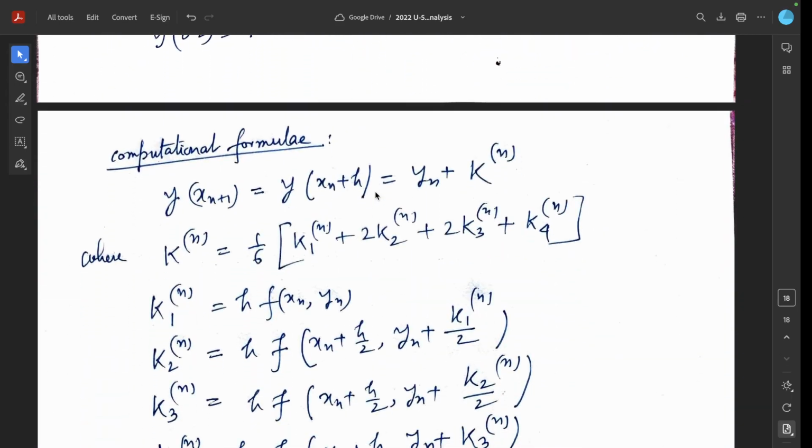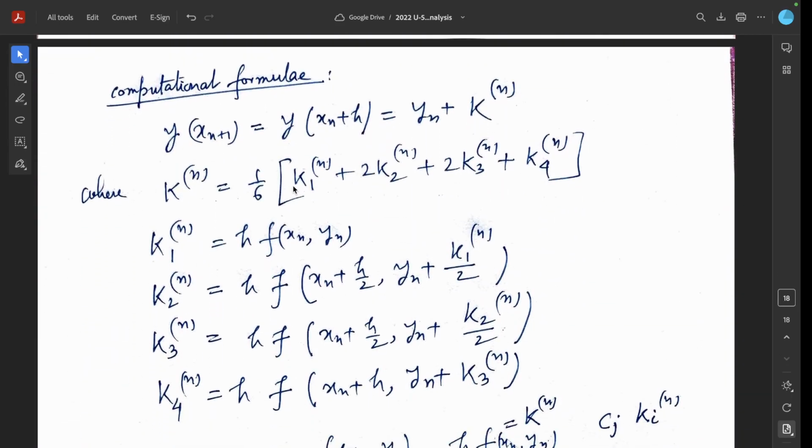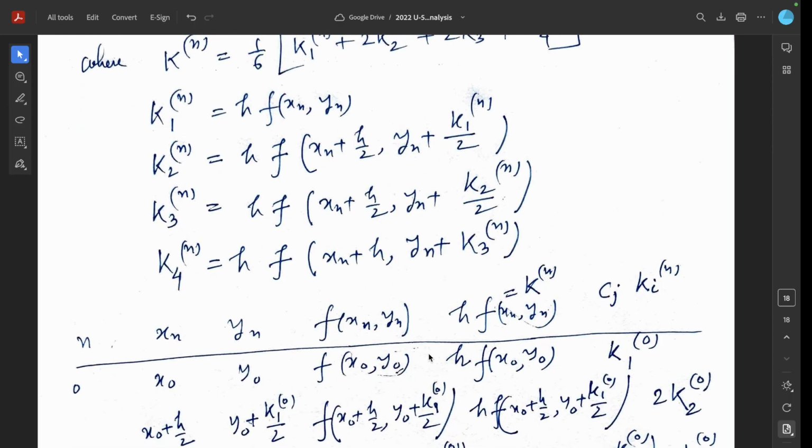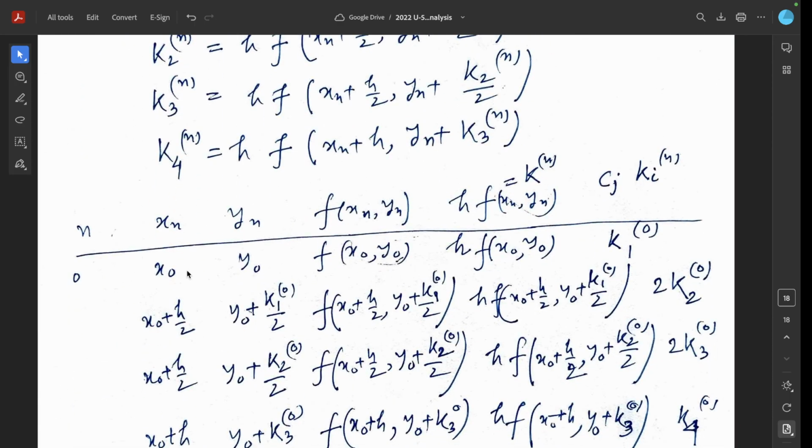Actually, the computational scheme is k equal to 1 by 6. We have already done this in the practical. This is k1, this is k2, this is k3, this is k4, and this table has x0, y0, f(x0), and h f(x0), k0. For the 0th step, the next entry is x0 plus h by 2, y0 plus k1 by 2. This is the k1 0, this is the k2 0, this is the k3 0, and this is the k4 0.